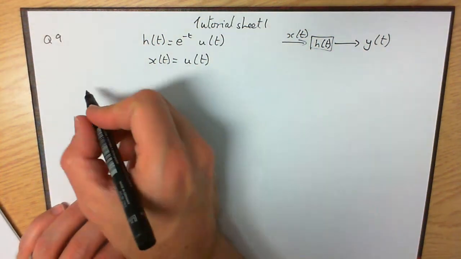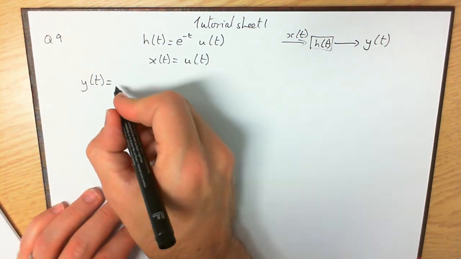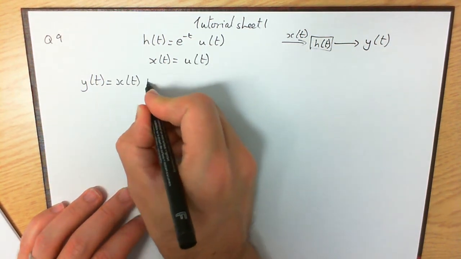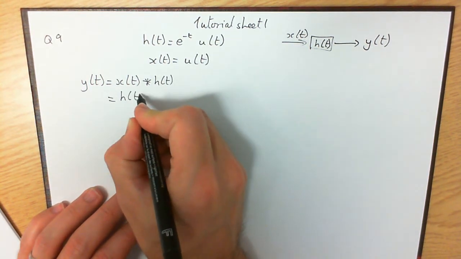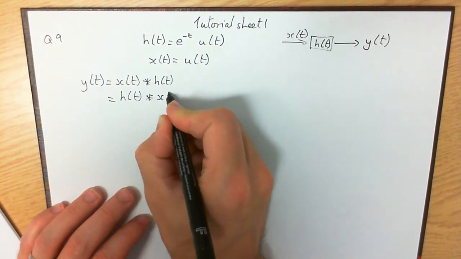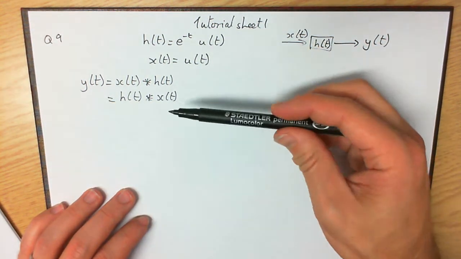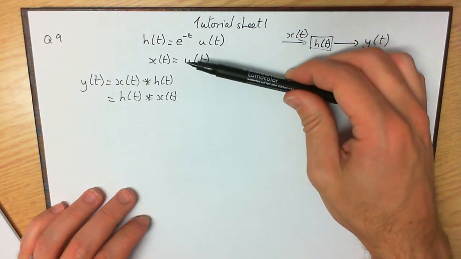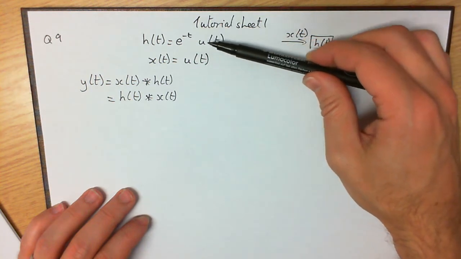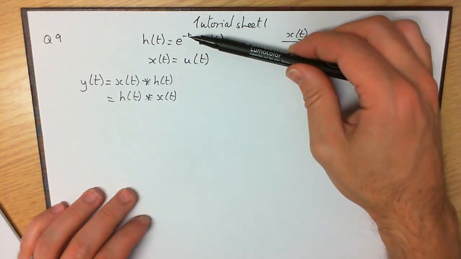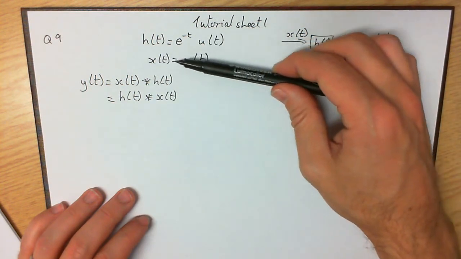Now the convolution integral says that y of t can be equal to x of t convolved with h of t, or h of t convolved with x of t. Doesn't matter which way around you do it. But it's actually easier in this case to use this second one, rather than manipulating this equation and having to put t minus tau into here. You still get the same answer, but it's easier to do this equation here.